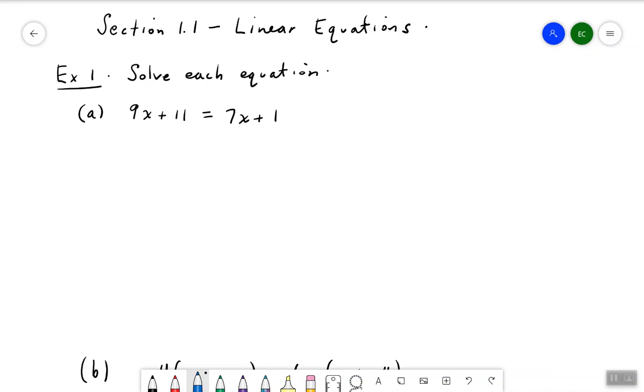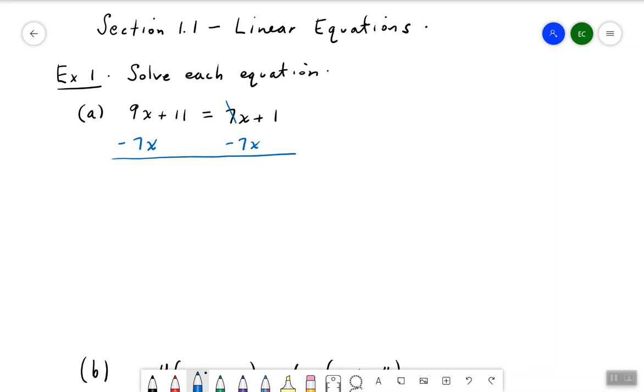In example number 1a, we want to solve the equation 9x plus 11 is equal to 7x plus 1. If you think you already know how to solve this equation, you might want to pause the video and try to do the problem for yourself. The goal here is to isolate the variable x on one side of the equation and move everything else to the other side. And so the way we're going to do that is we're going to subtract 7x from both sides.